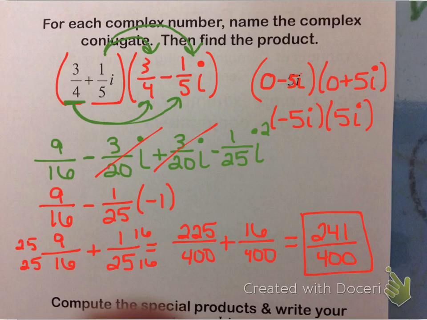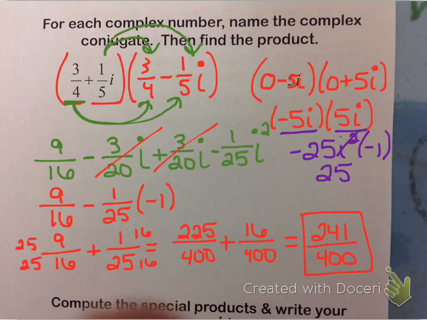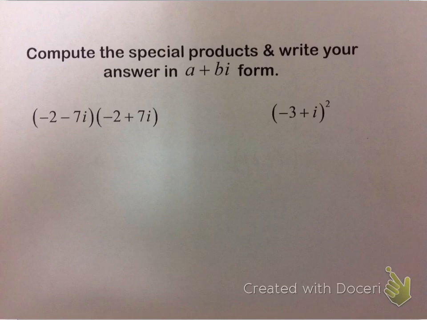And then this second problem that I asked you to pause and try, because you don't have to FOIL, all you have to do is just multiply this times this. You get -25i squared. But then that i squared becomes -1. And so you just have -25 times -1, and so you just get positive 25. There you go.